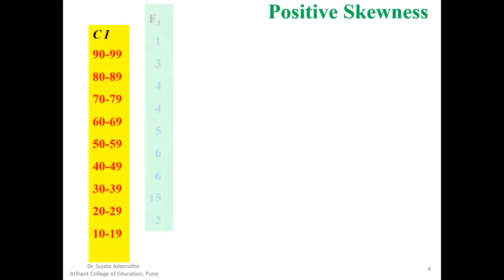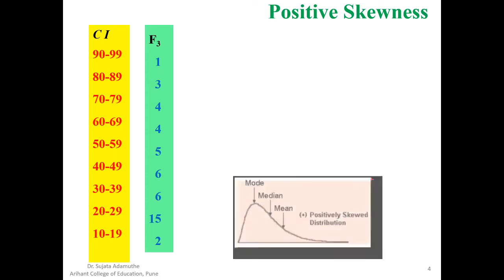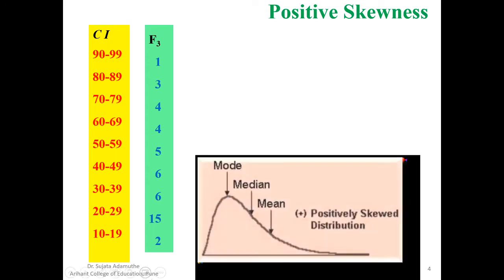See, the class intervals are given, and the frequencies of the groups are given here. The highest frequency is 15, of the 20-29 group. If we plot the curve of these frequencies, you can see the curve will come like this. Here you can observe that the mode, the highest frequency 15, is for the group 20-29. That means on the left side of the curve there is a mode.